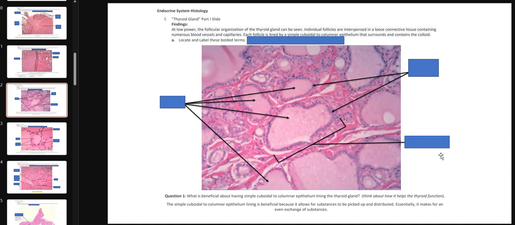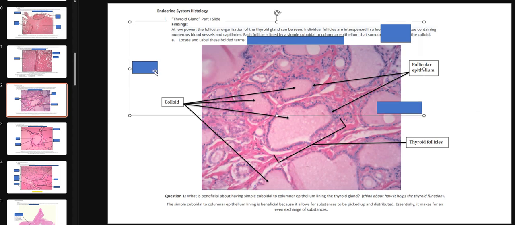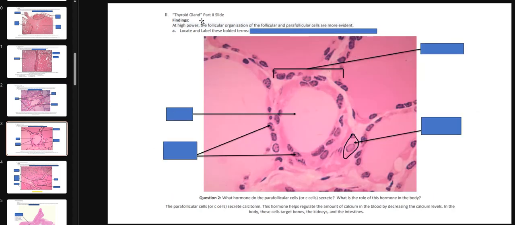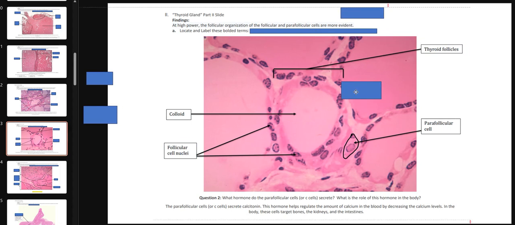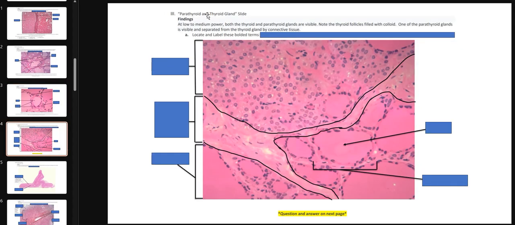Thyroid gland. I know right here is follicular epithelium, thyroid follicles, colloid, follicular epithelium. Thyroid gland, thyroid follicles, colloid, follicular cell nuclei, and parafollicular cell. Parathyroid, thyroid gland slide. We have parathyroid gland right here, thyroid gland here, connective tissue between both glands, thyroid follicles, and colloid.